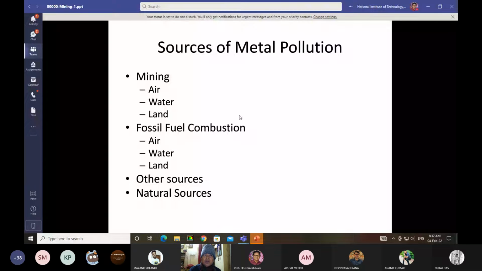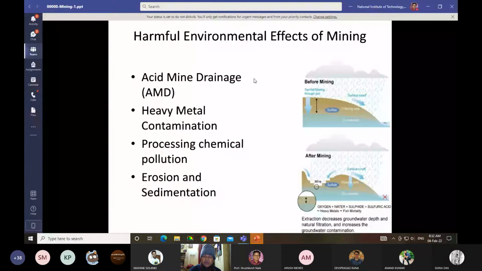So the harmful environmental effects of mining. Whenever you go for surface mining, the environment is going to be polluted. So in the mining area, you will come across acid mine drainage, AMD, heavy metal contamination, processing chemical pollution, erosion, and sedimentation. These are the harmful environmental effects of mining activities.